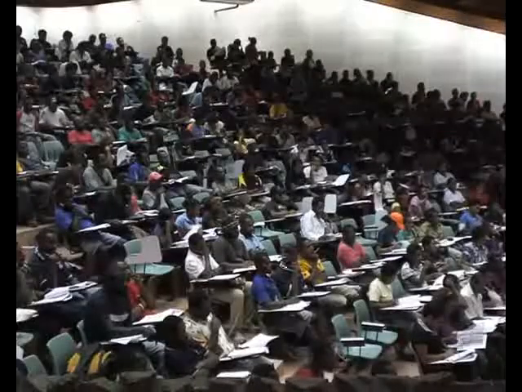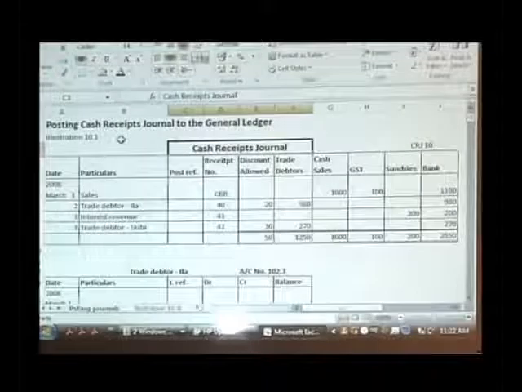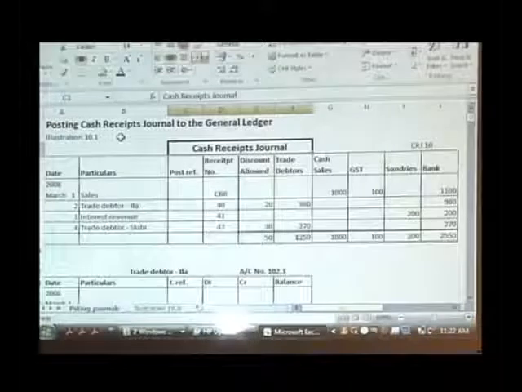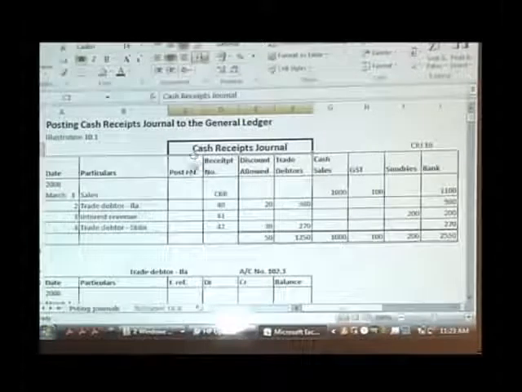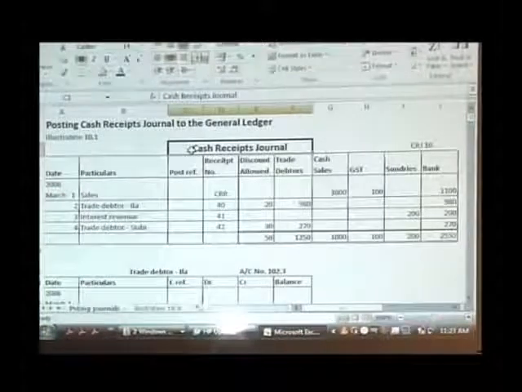With the introduction of computerized accounting, now we do not use the term folio, instead we use the posting reference. But for manual accounting, we still use the folio reference. Having completed the theory part of posting journals, now let's look at the practical part of posting journals.